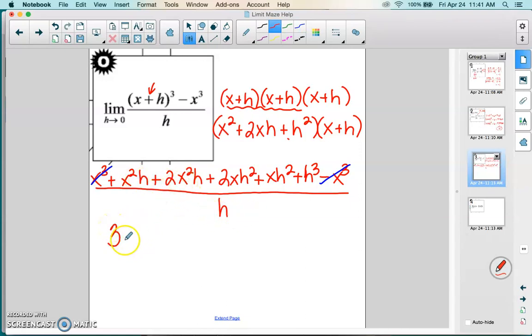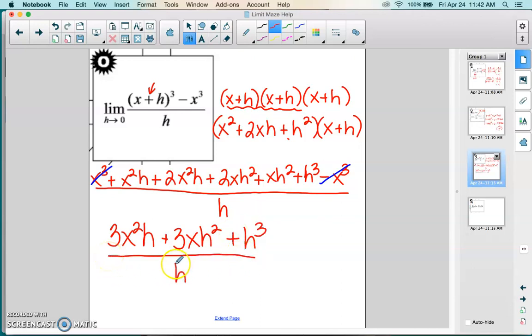I have x squared h's, 3 of those. And I do have 3 of the x h squareds and h to the 3rd. Okay, so we're still at this point where we have an h in the bottom, and I still can't plug and chug because then I'd still get a 0 in the denominator.